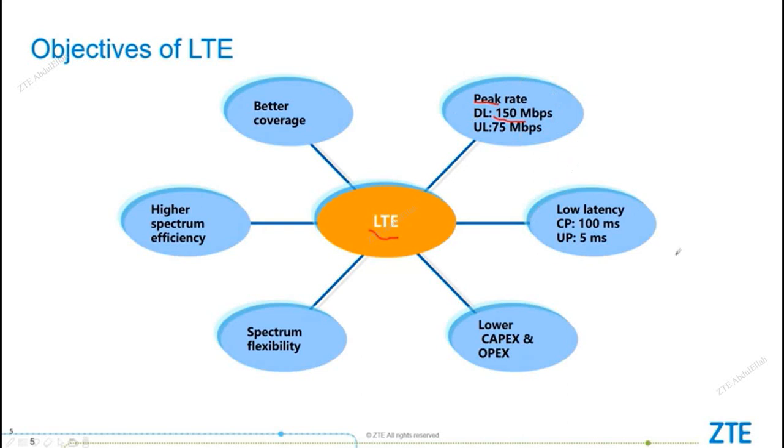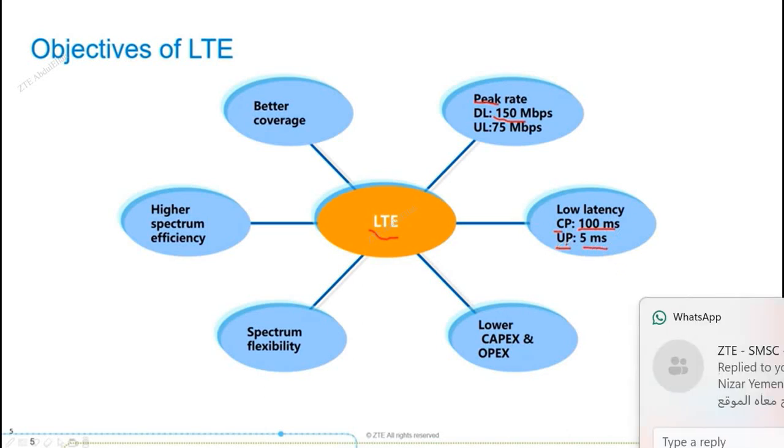The second objective is low latency, and here there are CP and UP. CP means control plane, UP means user plane. So control plane you can think of just like signaling, and user plane just like traffic. So in the LTE system, control plane delay is 100 milliseconds, and user plane delay is 5 milliseconds. How to understand these two latencies?